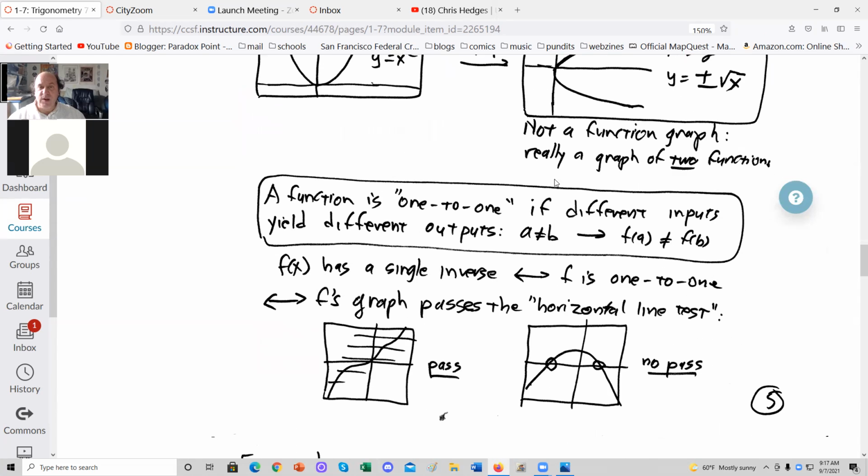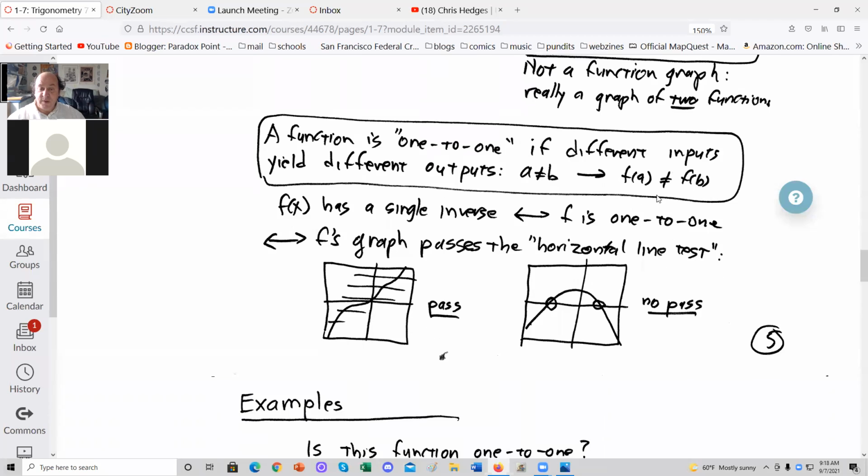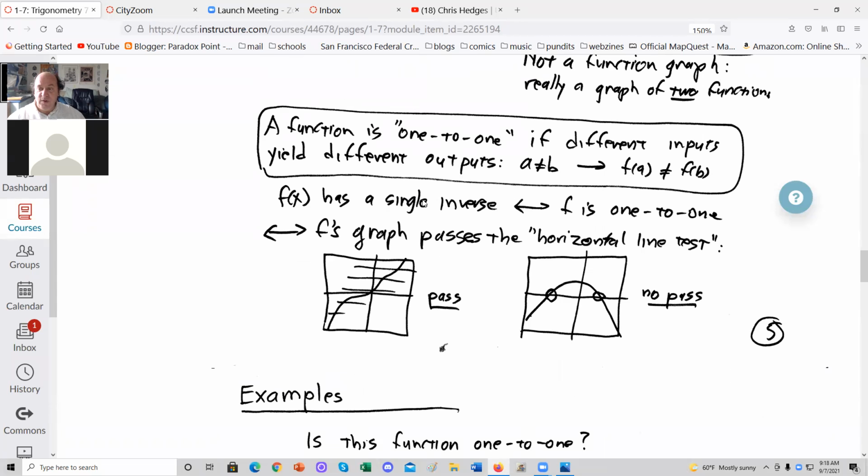Okay, a function is one-to-one if different inputs yield different outputs. If a is not b, then f of a is not f of b. That way we can undo functions. f has a single inverse if and only if it is one-to-one, if and only if it passes what's called the horizontal line test. That is, every horizontal line you pass to the function will meet the graph at one point only. Here, this is no pass because this horizontal line meets the function graph at two points. So it wouldn't know how to invert that particular value.